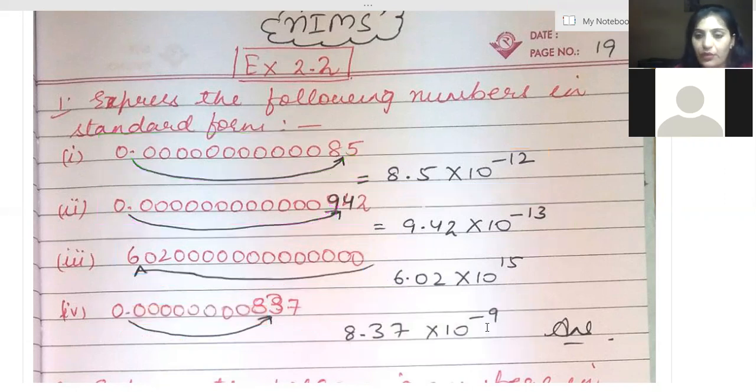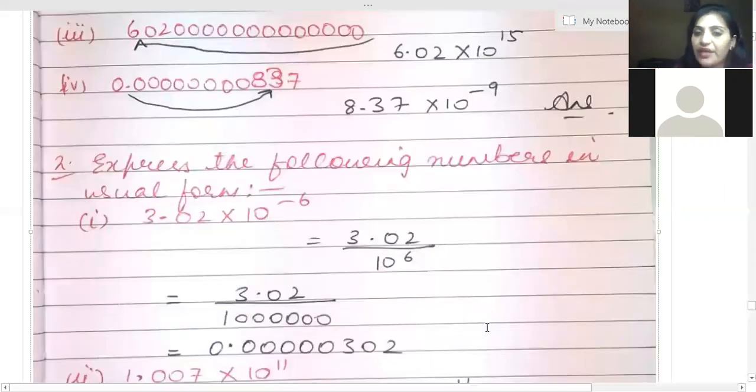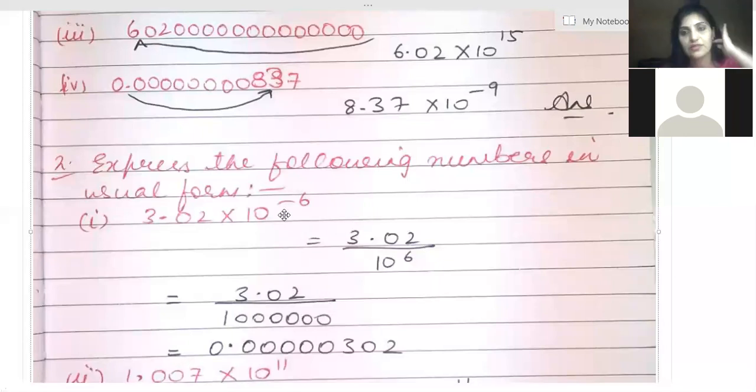Okay. Now, next है आपको you have to express the following numbers in the usual form. आपको usual form में इसको represent करना है. 3.02 into 10 to the power minus 6. Okay, ये आपका number है.